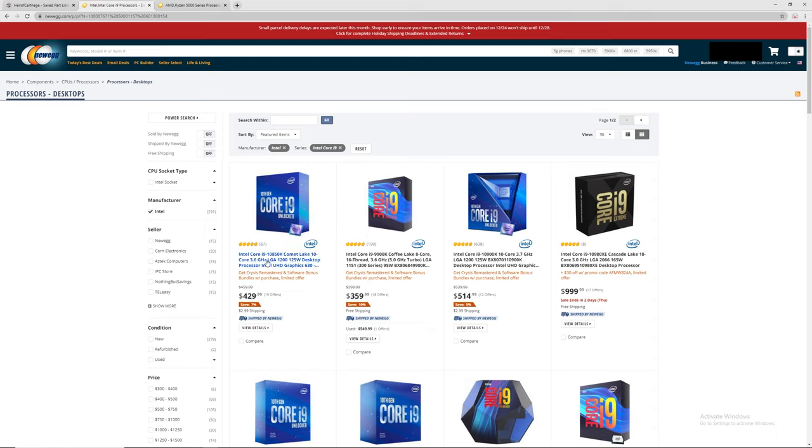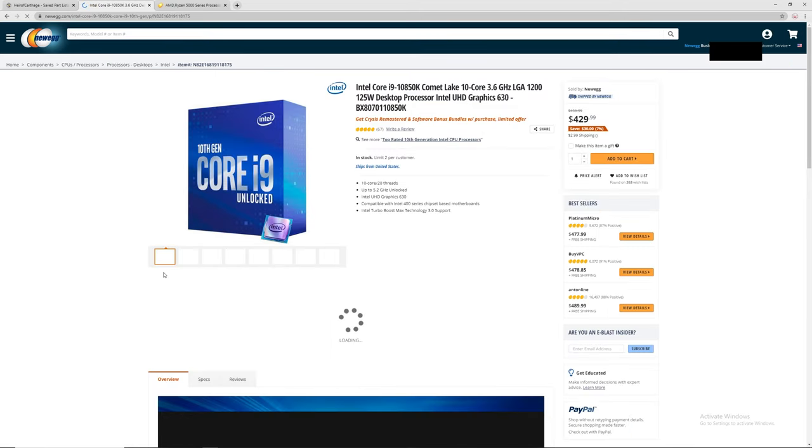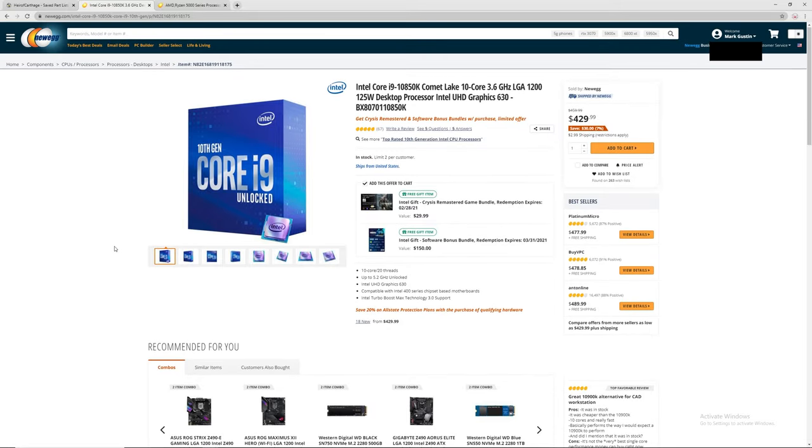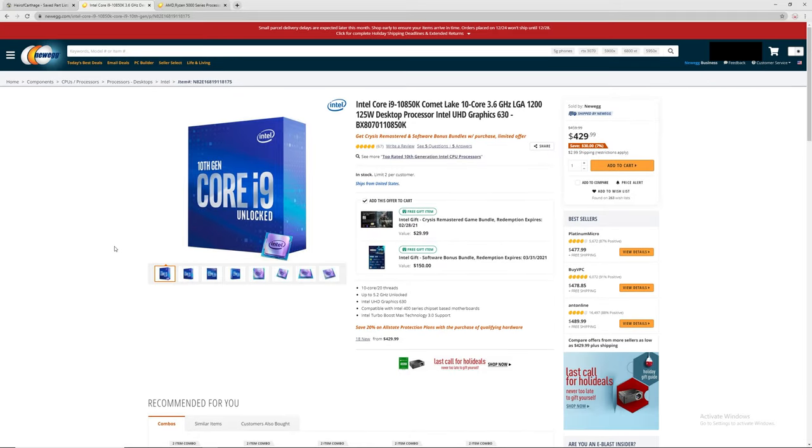Here is an Intel processor, an i9-10850K. 10 cores, that's the number of cores. And for the clock speed, it's listing the base frequency here at 3.6. Processors will list a base frequency. That means this is the absolute minimum frequency they will operate at if they're in full load. It'll operate at least 3.6 gigahertz at the lowest.